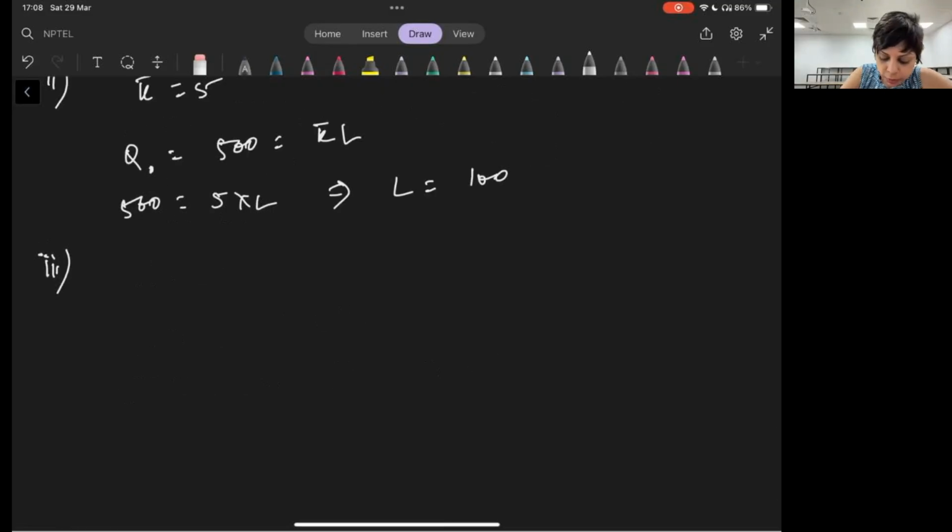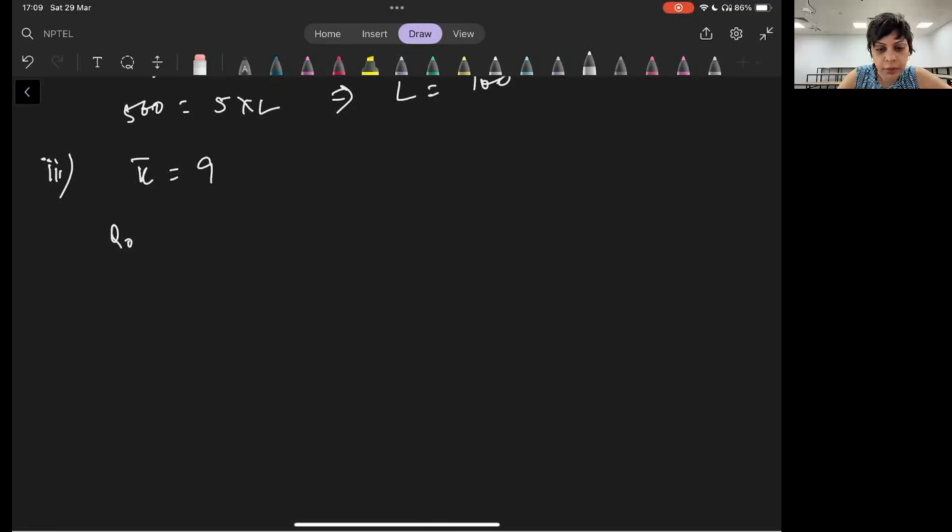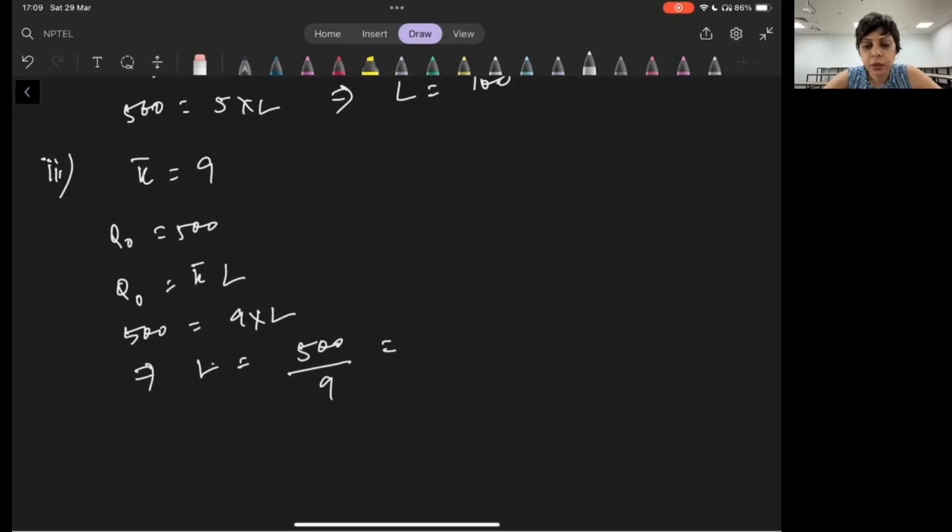In the third part, we see K bar is equal to 9. So remember, in short run, firms will always adjust their capital to achieve a better cost structure, right? Now, let's see what happens in the third part. K bar is equal to 9. Q naught is still 500 only. So Q naught is equal to K bar into L. 500 is equal to 9 into L. L is equal to 500 upon 9. It's a little more than 50.